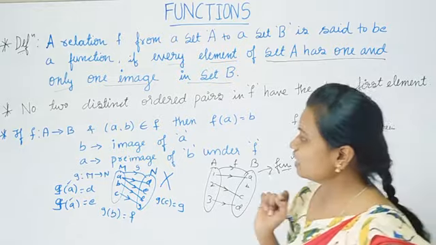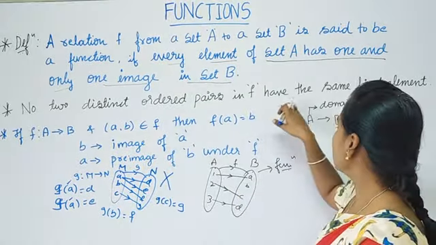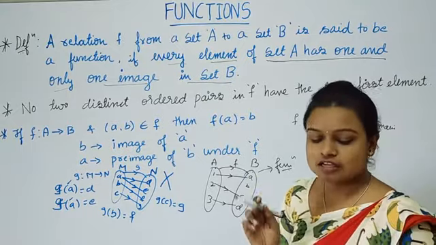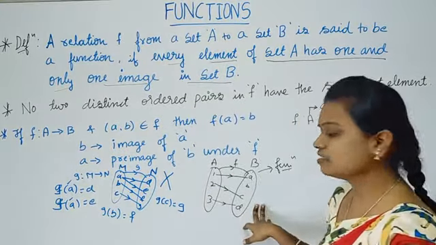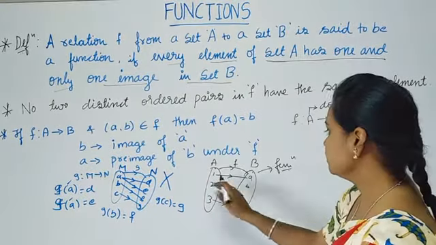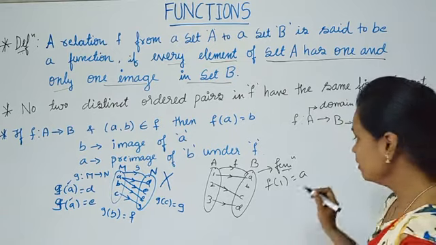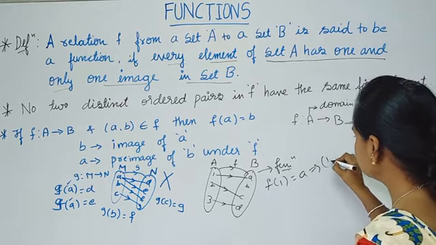Okay, so the next one is: no two distinct ordered pairs in f have the same first element. So this function can also be represented as ordered pairs. Since this can be written as f of 1 is equal to a, in ordered pair it can be written as (1, a).